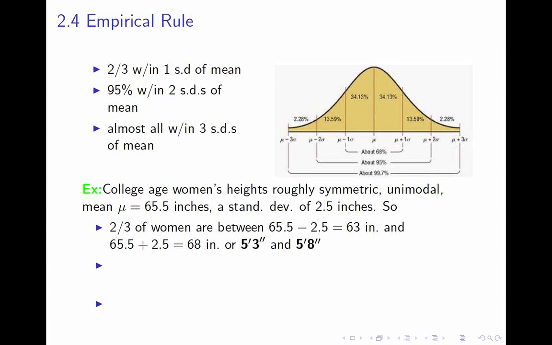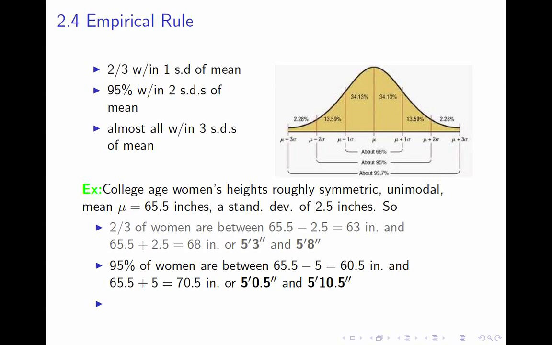You know that if I go up and down from the mean 1 standard deviation, so if I add and subtract 2.5 from 65.5, I will get 63 inches on the bottom and 68 inches on the top, which is to say 5 foot 3 and 5 foot 8. So this is telling you that you should expect 2/3 of all college-age women to have a height between 5 foot 3 and 5 foot 8. If you think about the college-age women you know, that should seem roughly correct. Most fall in that range, but not the overwhelming majority.